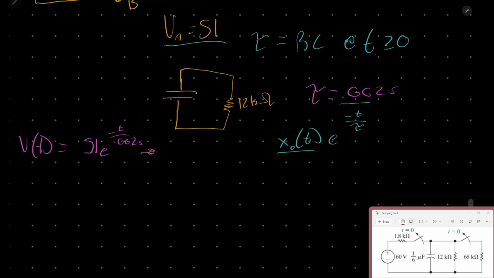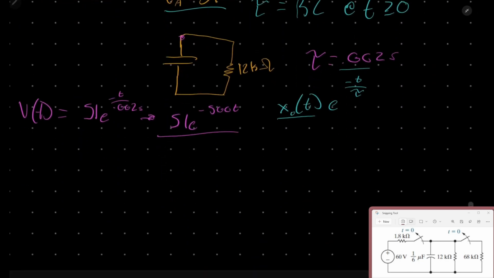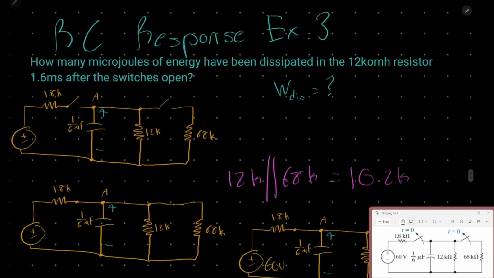We can also write this as 51e and take the inverse of 0.002 to get 500, so e to the negative 500t. So there is our initial voltage of this point when these switches are open. So now we can actually start answering the question. How many microjoules of energy have been dissipated in the 12 kiloohm resistor 1.6 milliseconds after the switch opens?